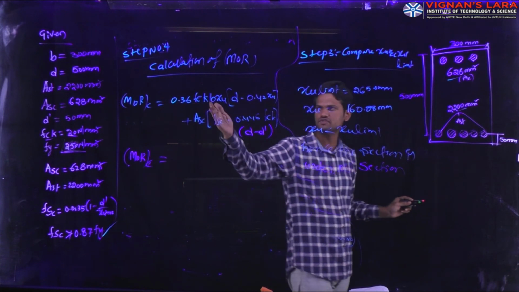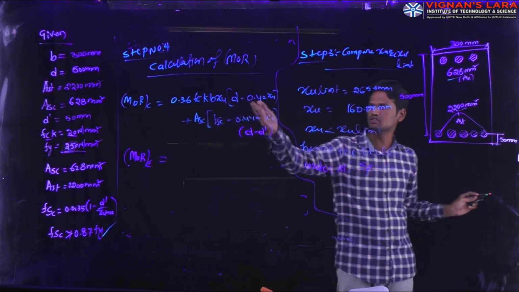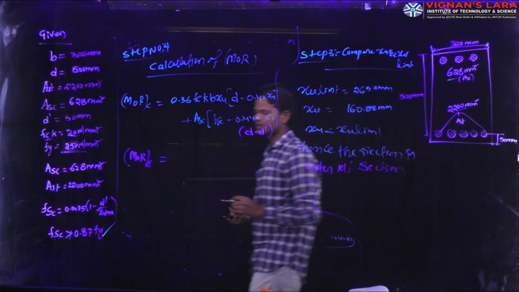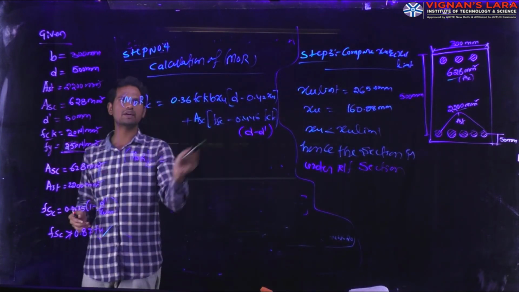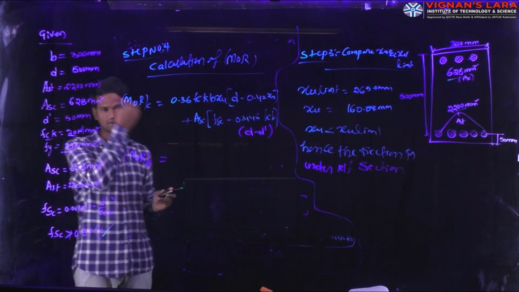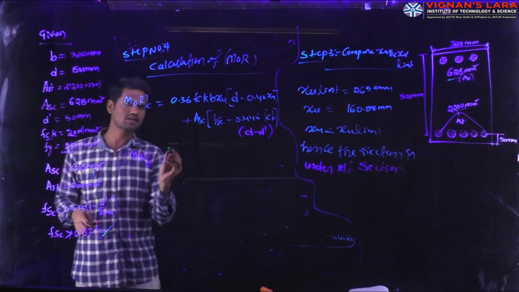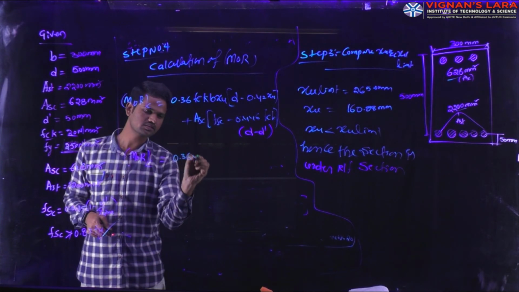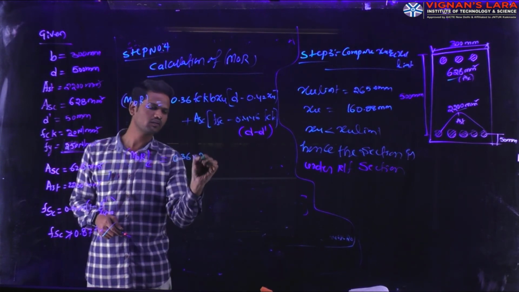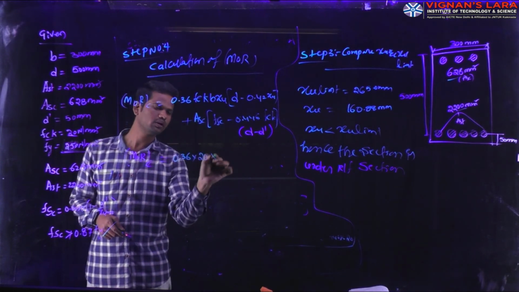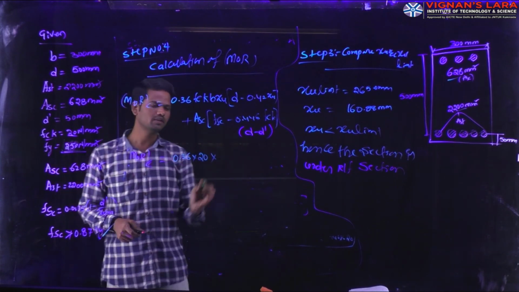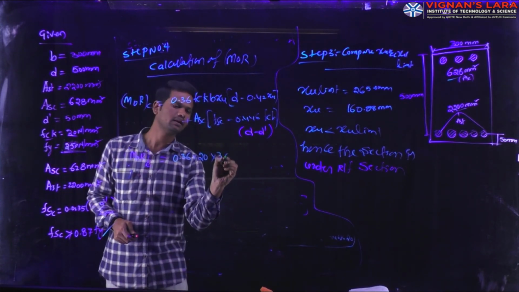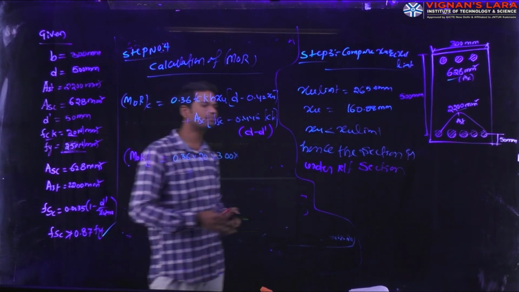We know the FCK value, the width of the beam, the XU value, and the effective depth of the beam. If you substitute all these parameters, you will get the moment of resistance for the compression phase. I am substituting the parameters: 0.36 into FCK value, which is given in the problem as 20, into the width of the beam, given in the problem as 300, into the actual depth of the neutral axis.